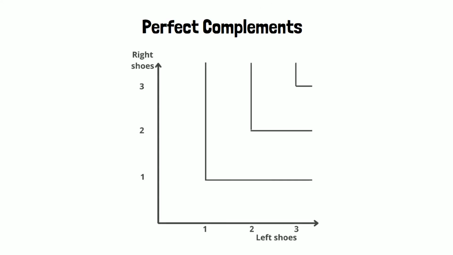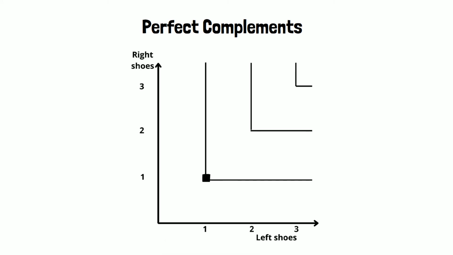These indifference curves are L-shaped. This happens in the case of perfect complements. You can think of left shoes and right shoes. If you have 1 left shoe and 1 right shoe, your utility will not increase if you have 1 more left shoe. Your utility will only increase when you get more of both left shoes and right shoes.